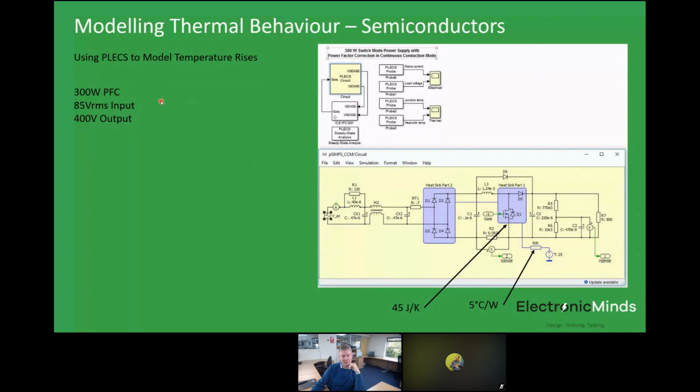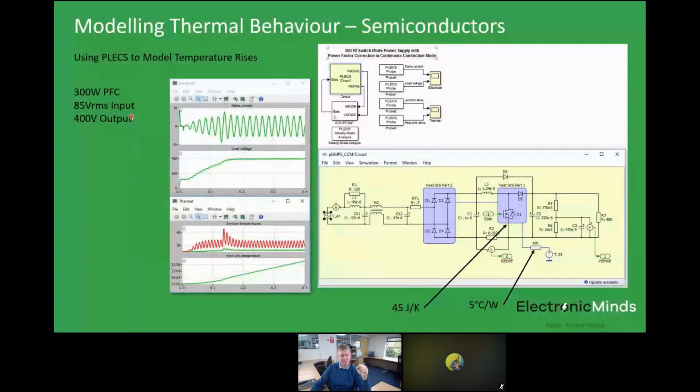This particular example is a 300 watt PFC system. I'm going to show you the simulation results in a minute. The simulation's running from an 85 volts RMS input, developing a 400 volt output. So a standard sort of single phase PFC. During the simulation, these are the electrical outputs at the top. This is the mains current.